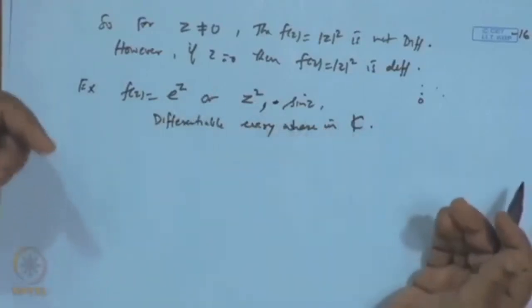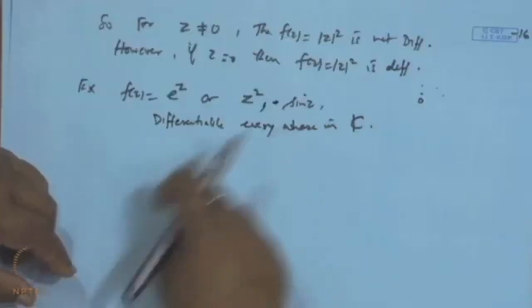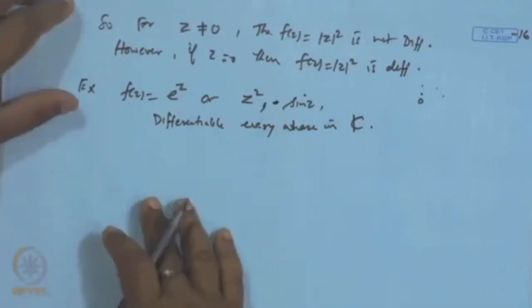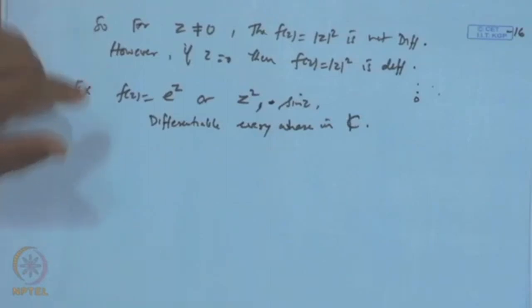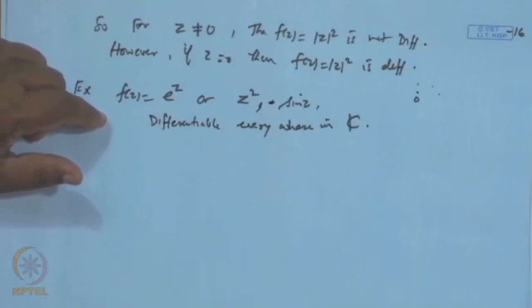Like 1 over 1 minus z, it is not defined beyond z equal to 1. So, this function is analytic only inside; on the boundary it has a singular point. So, we are not going for this. So, different types of functions you can get, which are differentiable at a single point and nowhere else, and also in the entire plane.